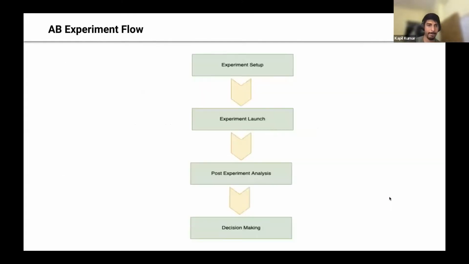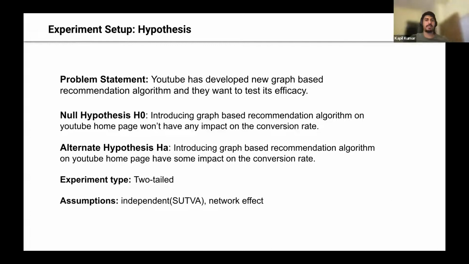Cool. So let's start with a sample problem. Let's say you're working at YouTube, you have developed a new graph-based recommendation algorithm, and you want to test its efficiency. So in this case, what would be a good hypothesis? A good hypothesis is something that is practical and feasible to test. If you make a hypothesis that, I've made this change and now people will be happier, there is no practical way to measure that. So you want a hypothesis that is practically and feasibly tested.